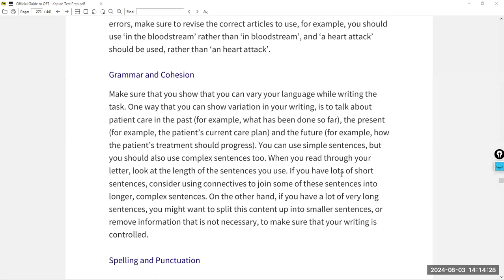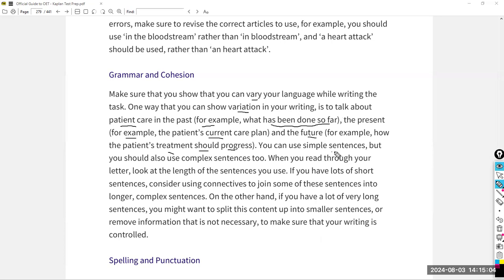As we mentioned concerning grammar and cohesion, please, this is really important. So make sure that you show that you can vary your language while writing the task. One way that you can show variation in your writing is to talk about patient care in the past. For example, what has been done so far in the past? The present, for example, the patient's current care plan. The future, for example, how the patient's treatment will progress or should progress.